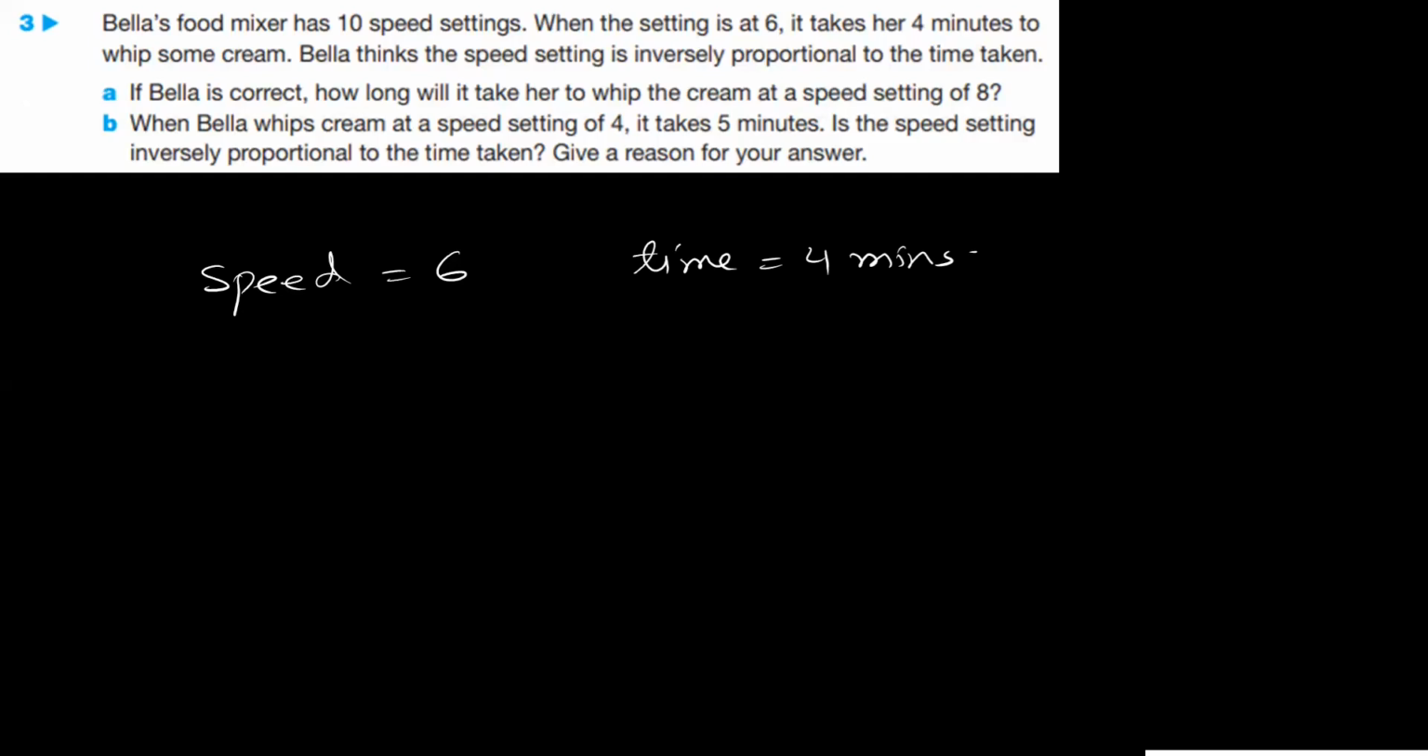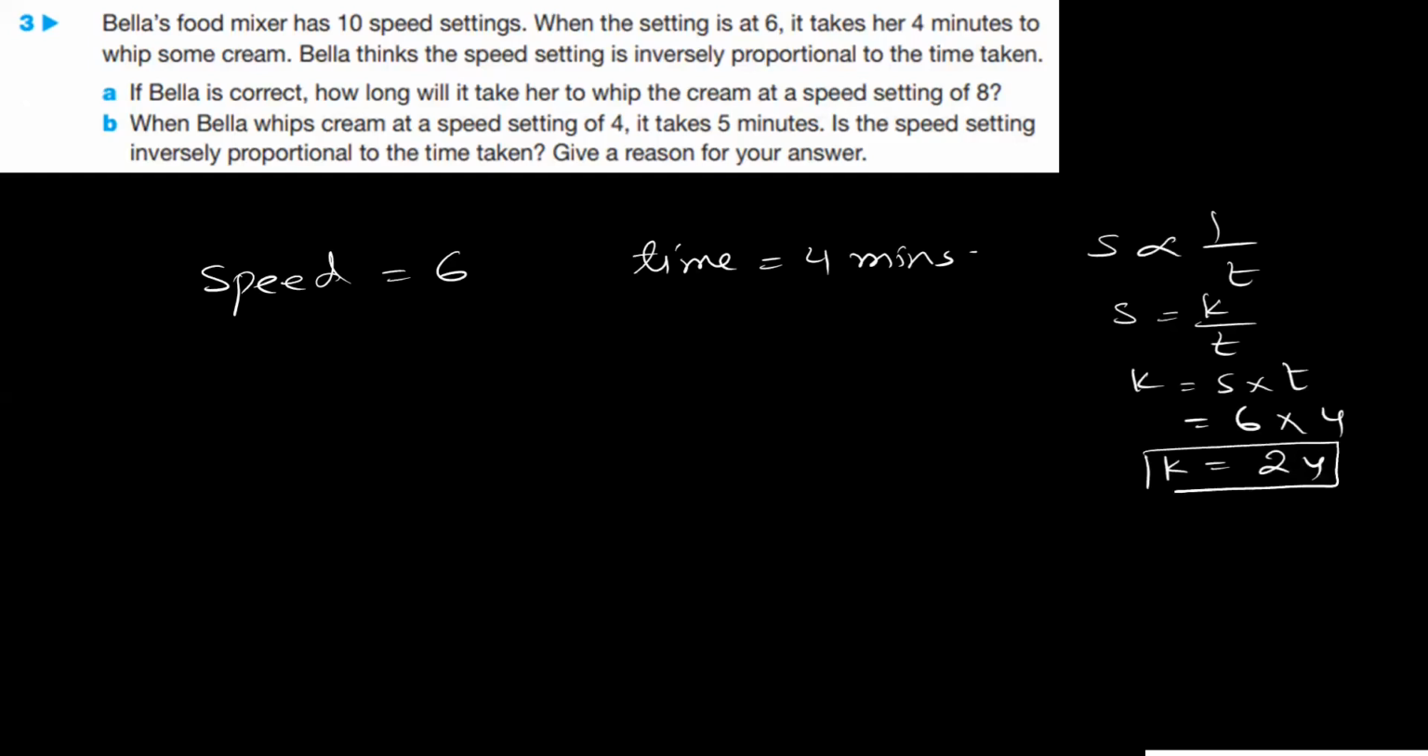Speed is inversely proportional to time, so speed is equal to K upon time, which means K is equal to speed times T. Now we are given speed 6 times T is 4, which means 24. K value is 24.